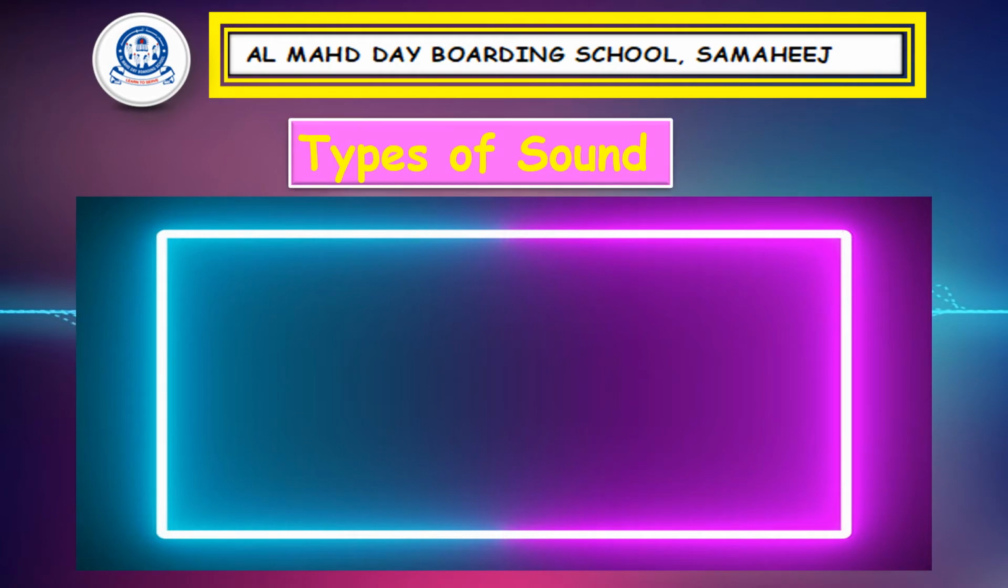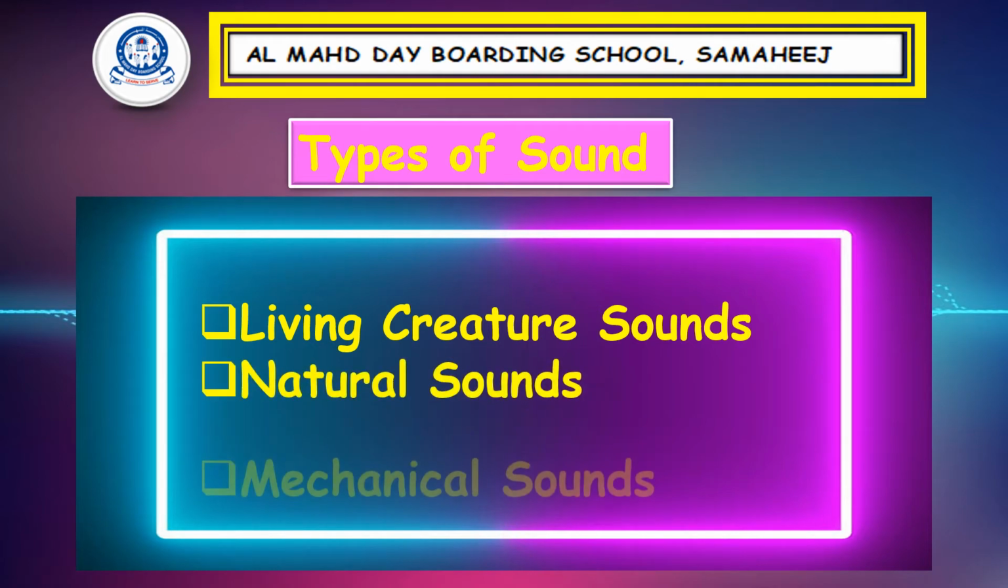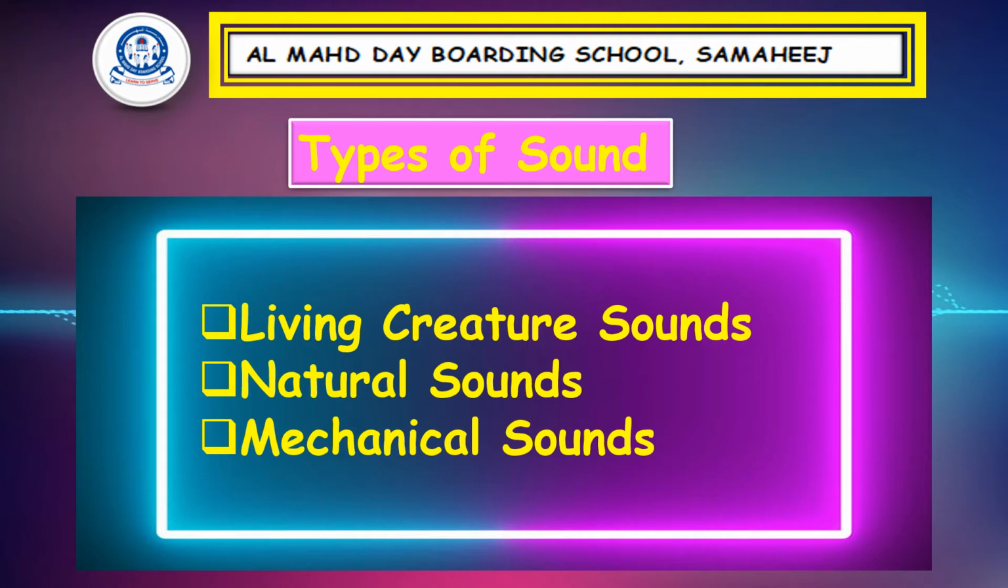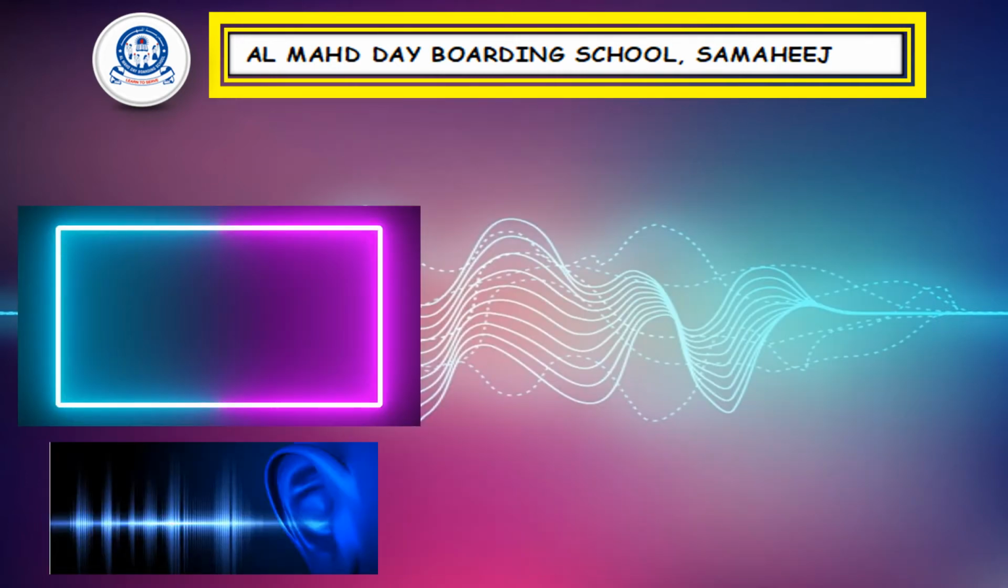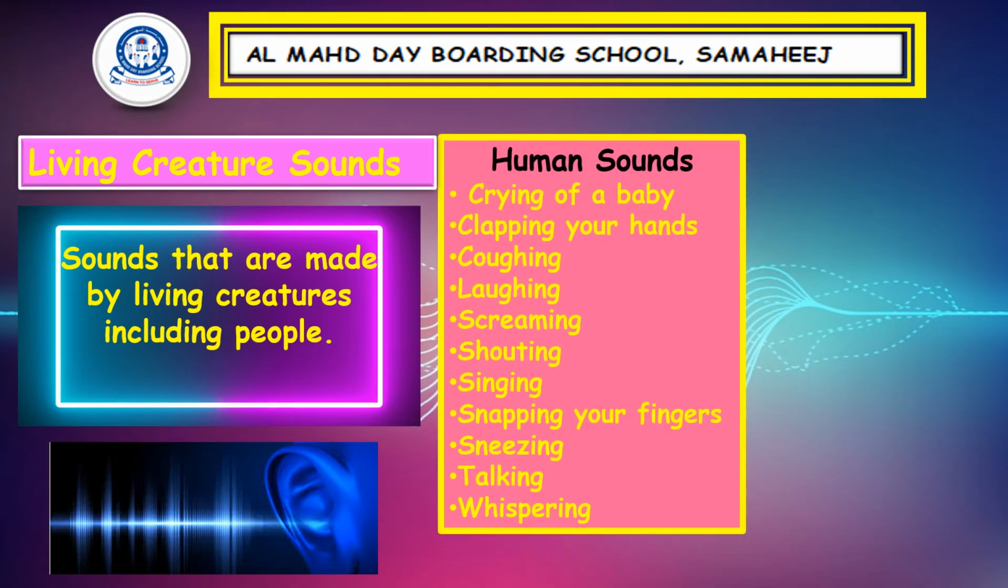What are the different types of sound? First, living creature sounds. Second, natural sounds. Third, mechanical sounds. These are the different types of sound that can be heard. Living creature sounds are sounds made by living creatures, including people. What are some examples of human sounds? Crying of a baby, clapping your hands, coughing, laughing, screaming, shouting, singing, snapping your fingers, sneezing, talking, and whispering. So these are the common examples of human sounds created by humans.